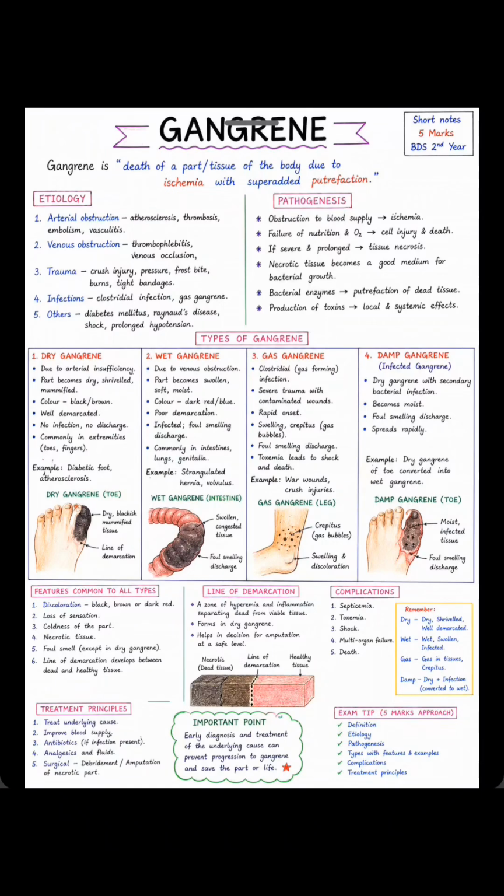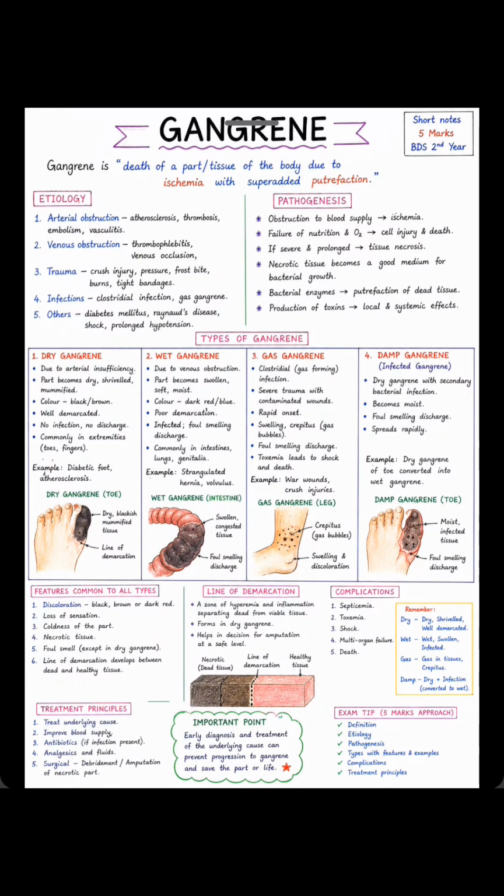Dry gangrene caused by arterial insufficiency. The tissue becomes dry, shriveled, mummified, and turns black or dark brown, and it has a well demarcated line separating the dead tissue from healthy tissue, and usually has no infection or discharge. Classic example is diabetic foot, which you can see in the image, due to atherosclerosis.